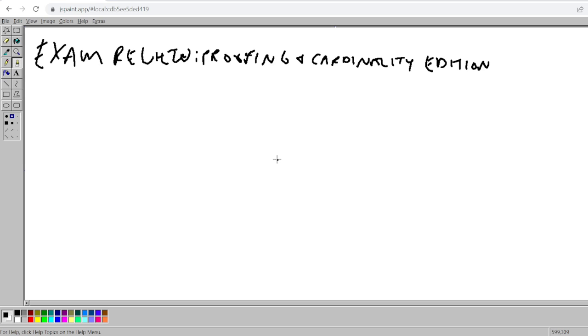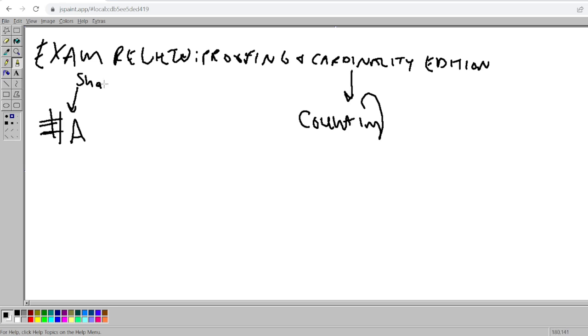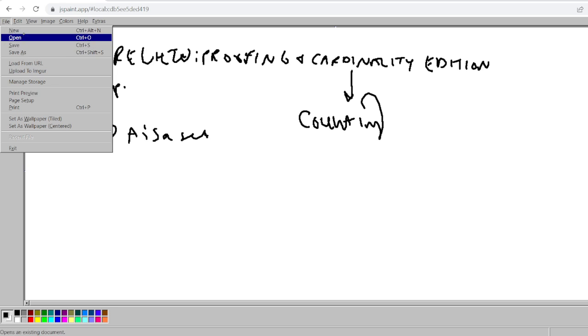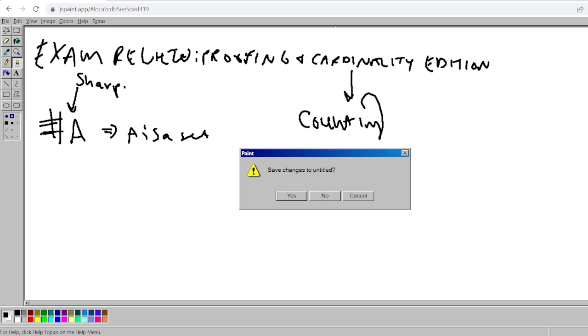So this chapter is all about cardinality, which is basically a fancy word for counting and how to count. It is denoted with a sharp sign, the cardinality of A, where A is a set, finite or infinite. We'll get to the infinite stuff later. So we're just going to start from the very beginning.